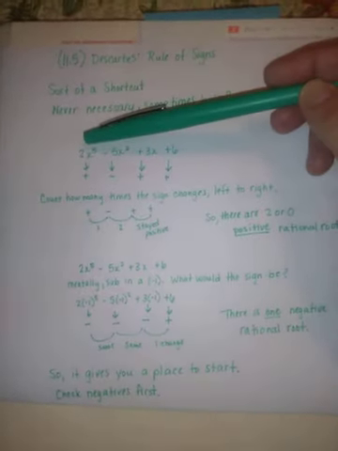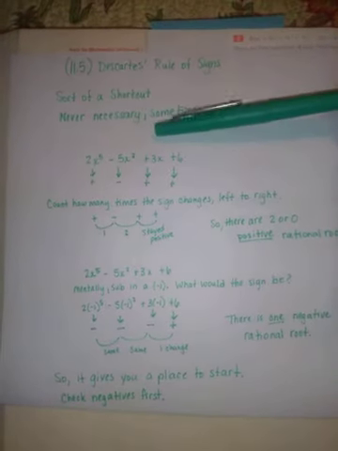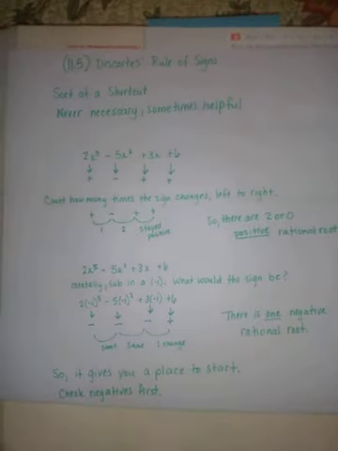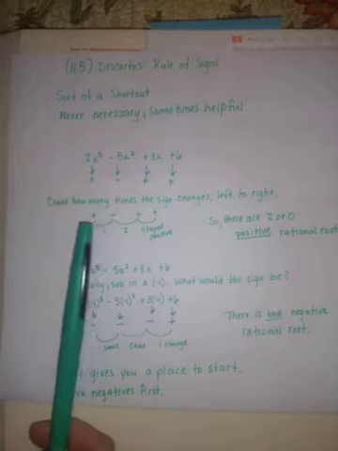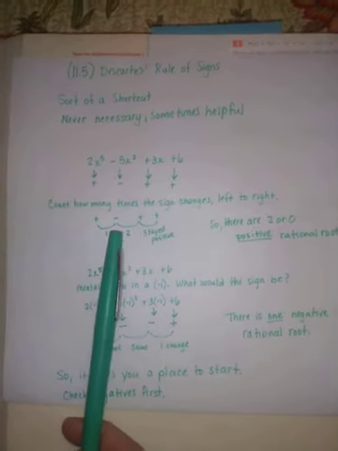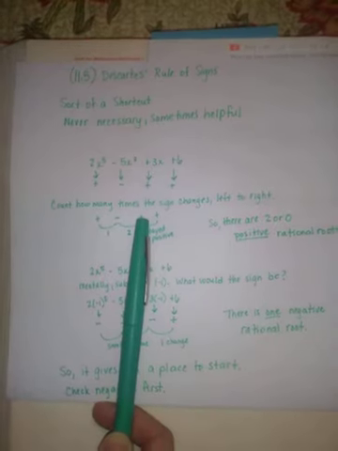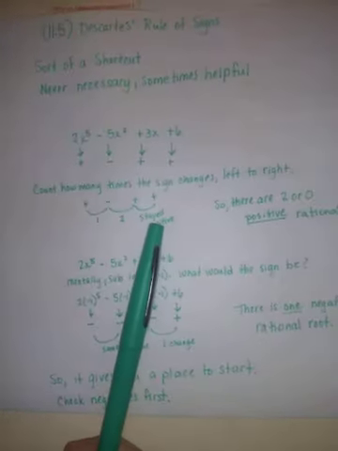So this first term has a positive, the second one has a negative, the third has a positive, and this fourth one has a positive. We read this from left to right and we count how many times the sign changes. Positive to negative, that's one change. Negative to positive, that's two changes. Positive to positive, not a change, it stayed positive.